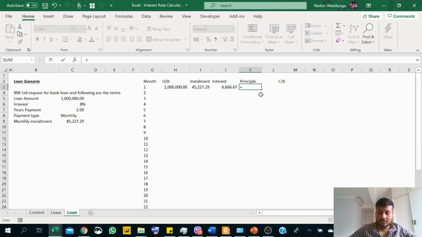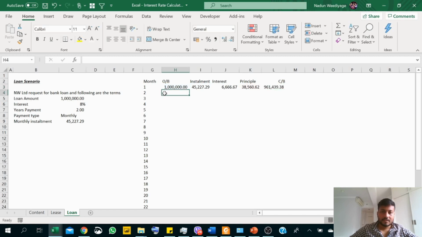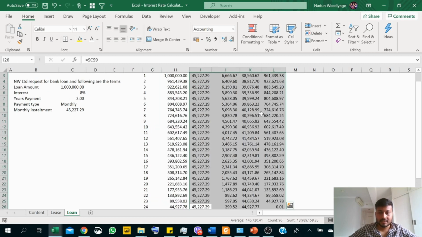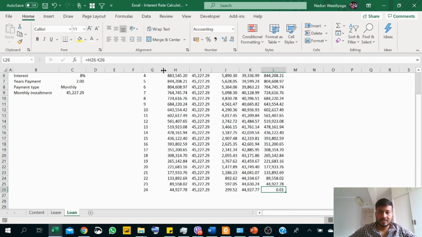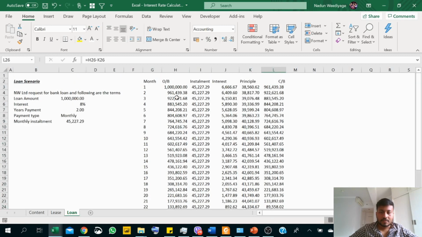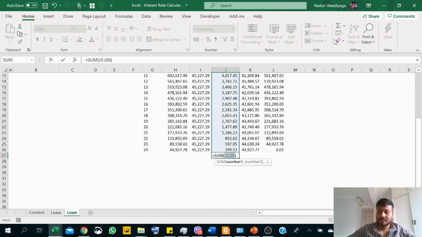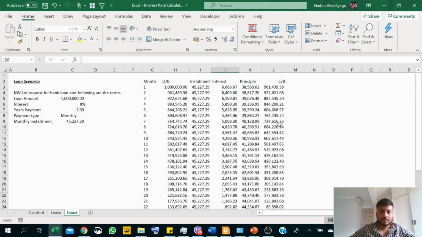And the principal amount is the total installment minus the interest. So the closing balance of the principal amount would be 1 million minus 38,000, and then this one becomes the opening balance. Let's drag down the formulas and see whether our calculation ties up. It's spot on, so it's becoming 0, which means the interest that you have paid in total is 85,000.